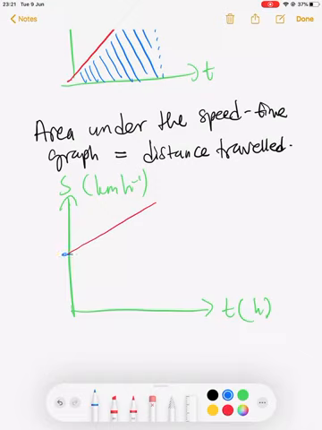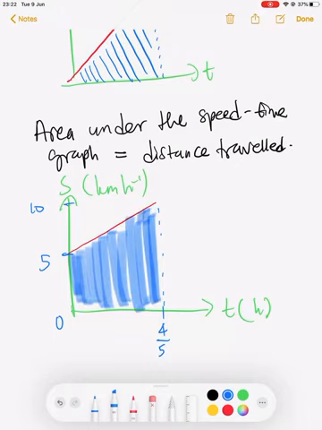Here is 5, up here is 10, down here is 0, and here is 4/5. How do you calculate the distance traveled for this graph? The distance traveled is basically the area under the graph.